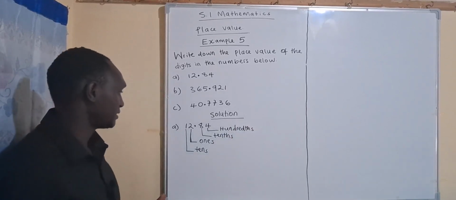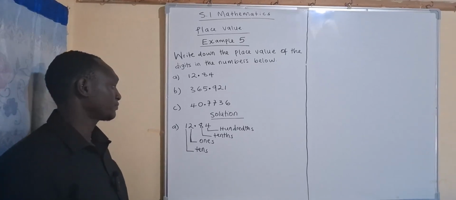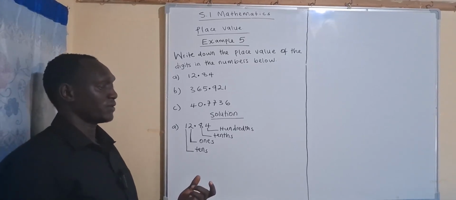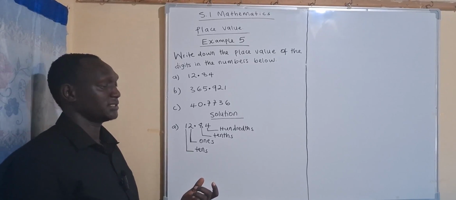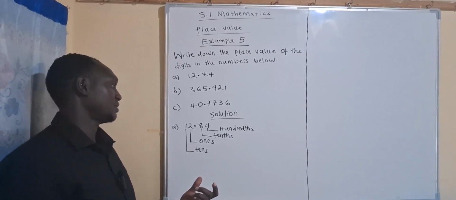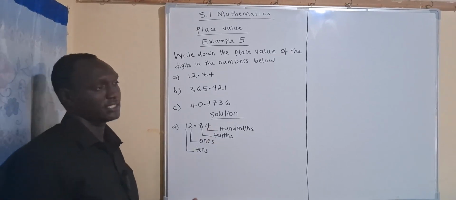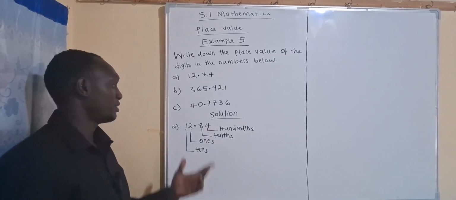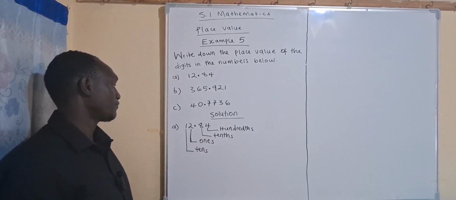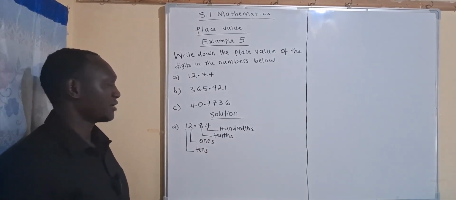This implies that in this number, 4 was divided by 100 because that position is the same as 0.04. So the place value for 4 in that case is 100.